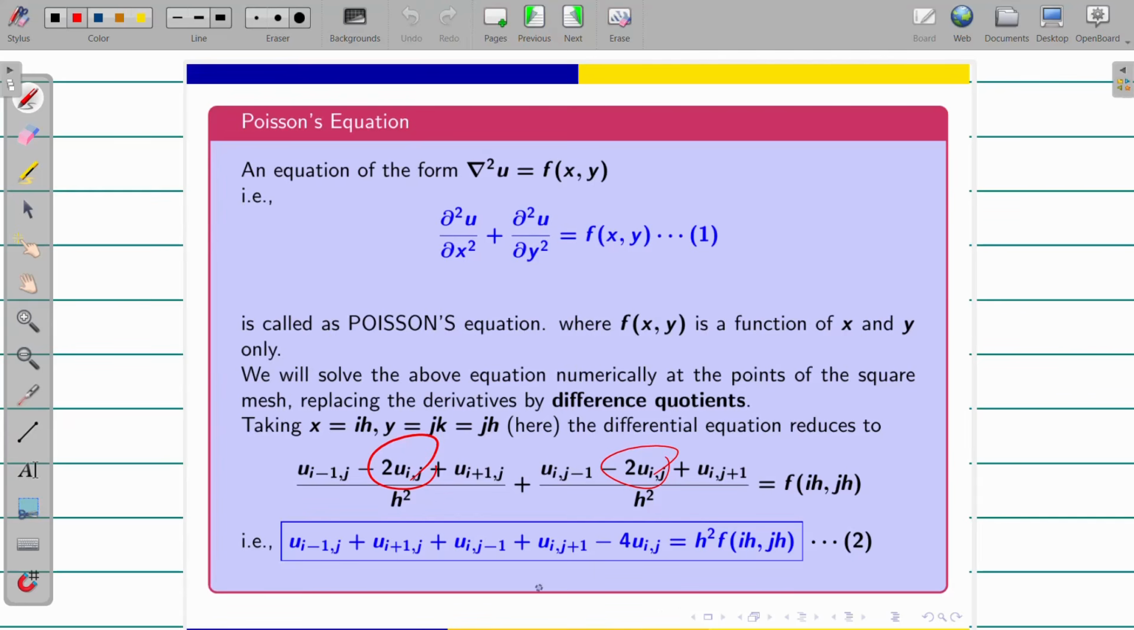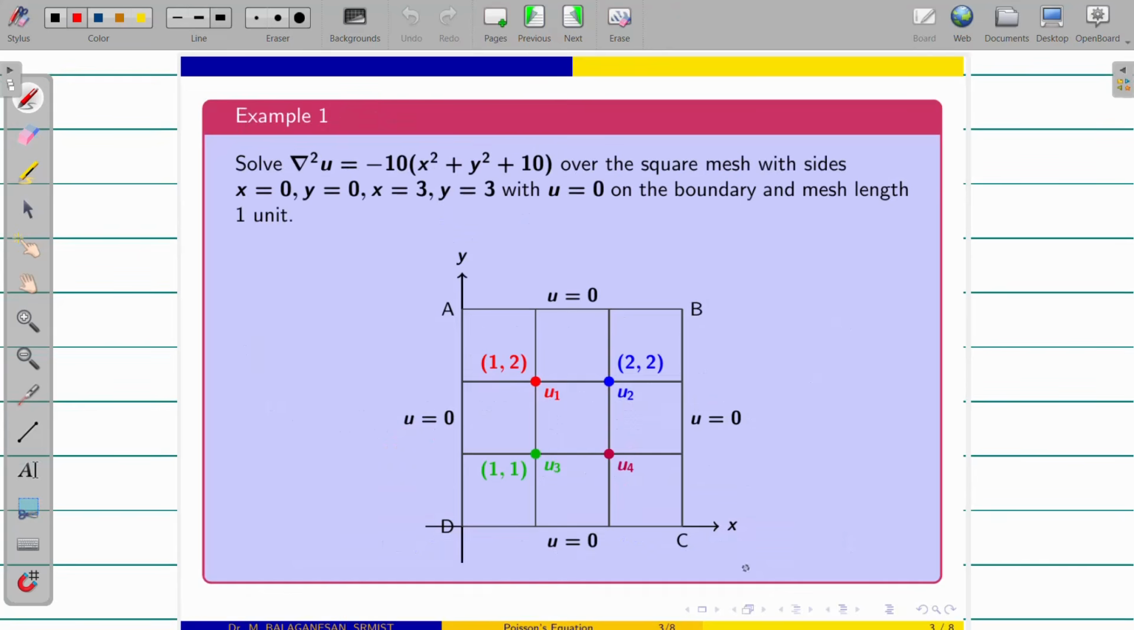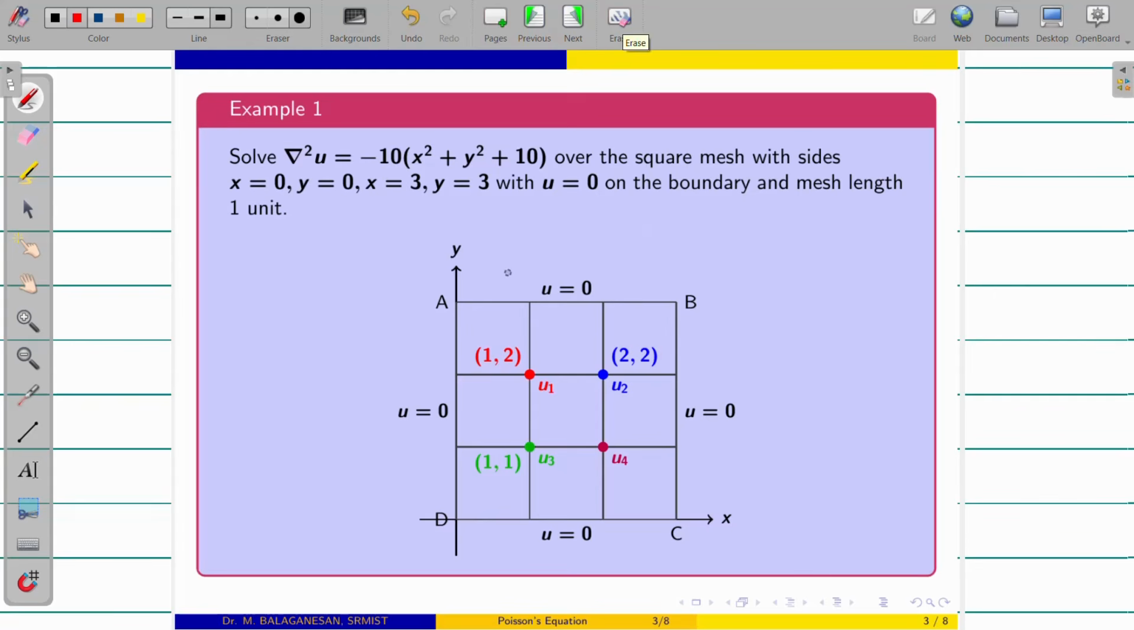Now, this is the formula. Using this one, we are going to get the solution for the Poisson equation. Here, I am going to explain the Poisson equation concept with an example. Del square u equivalent to minus 10 into x square plus y square plus 10. This is f of x comma y.